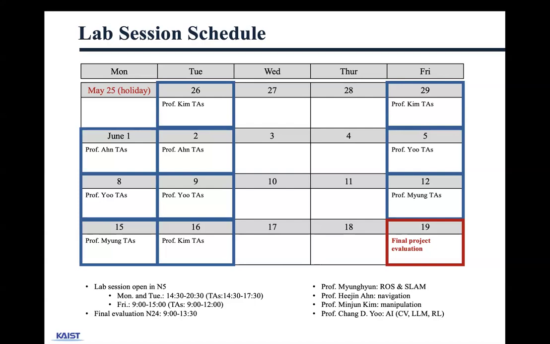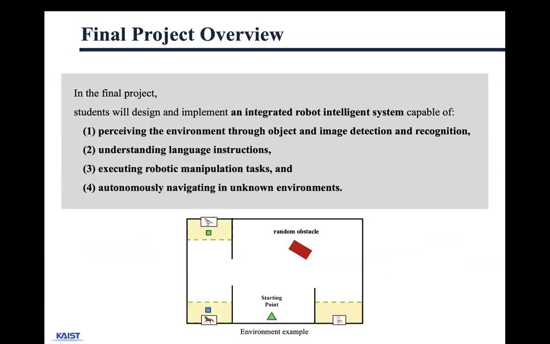Additionally, the final project evaluation will take place in room N24 from 9 to 1:30 p.m. The detailed description will be announced later. Regarding the final project overview, students will design and implement an integrated robot intelligence system. This system must be capable of perceiving the environment through object and image detection and recognition, understanding language instructions, executing robotic manipulation tasks, and autonomously navigating in unknown environments.